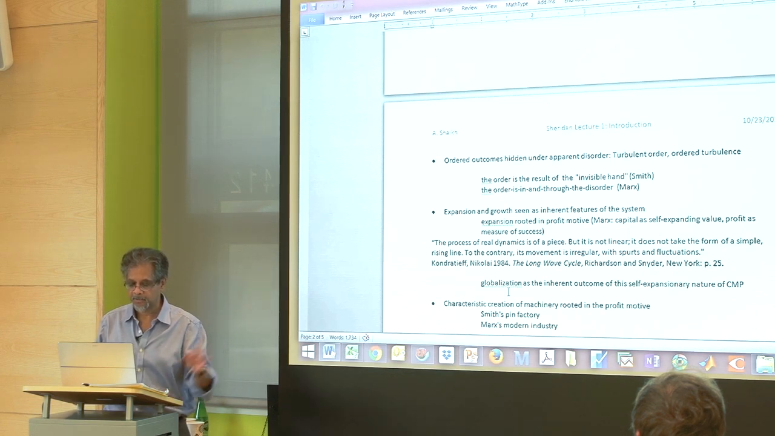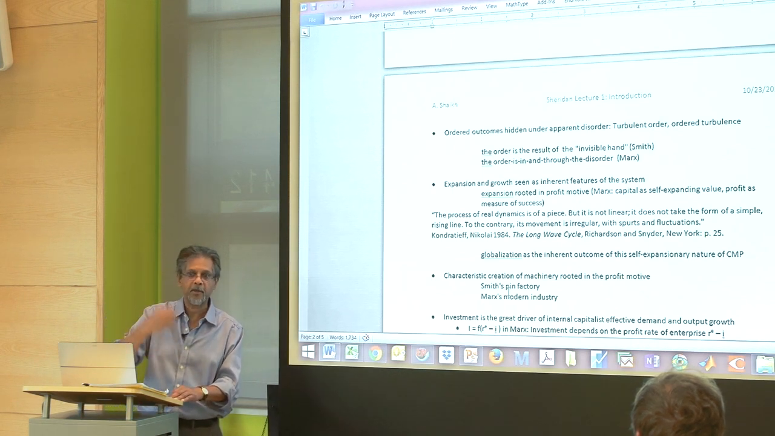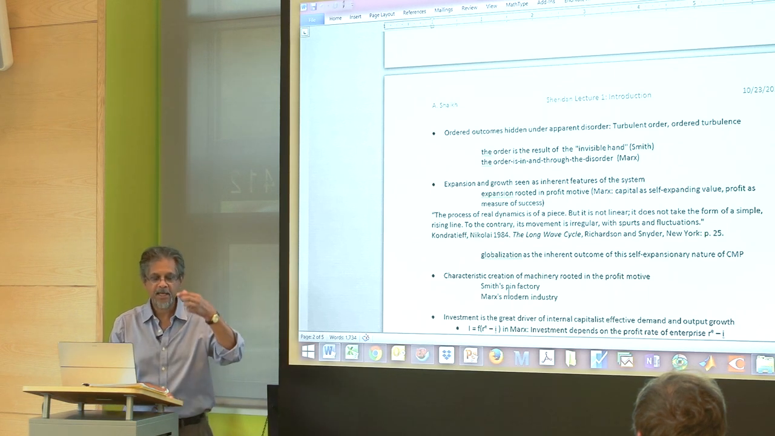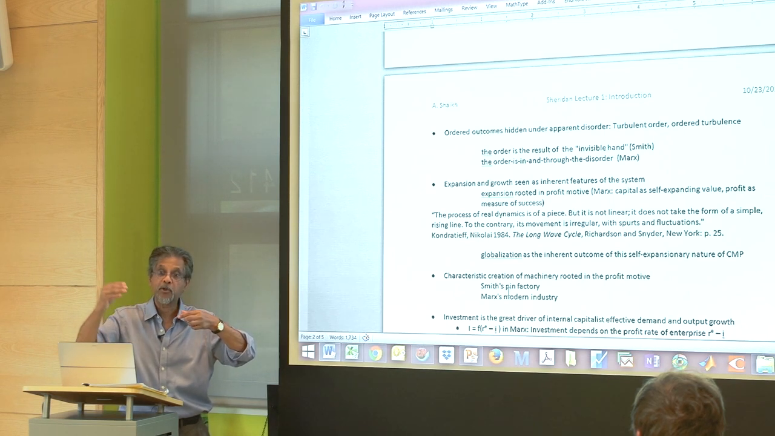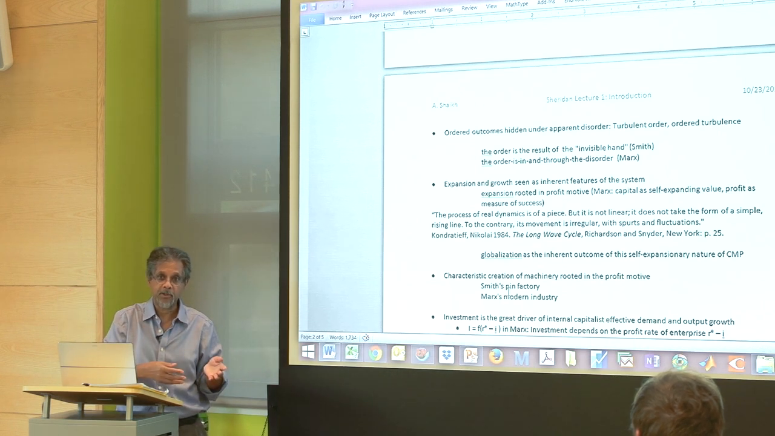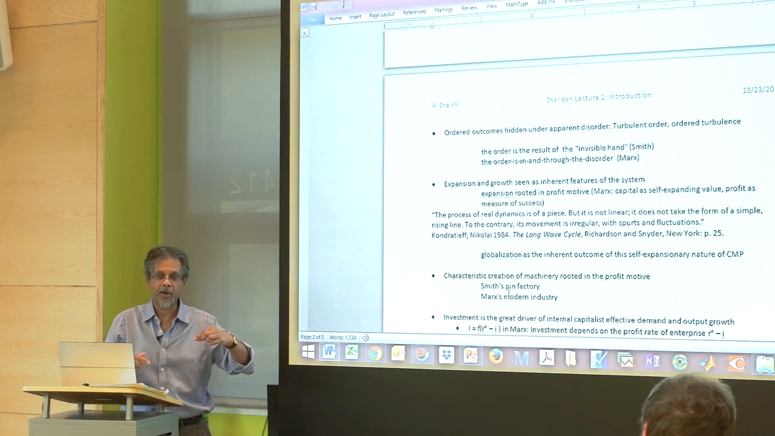Kondratiev talks about this. I'm going to skip some of these quotes. But notice that if expansion is rooted in the profit motive, and this is a very beautiful argument in Marx, Marx says, look, the whole point of making profit is to take a sum of money, M, convert it to commodities, people, raw materials, plant and equipment, so that you can produce goods, which is a bigger sum of commodities than when you started with, and you sell those for more money, M prime. So you start with M, you want to end up with M prime.